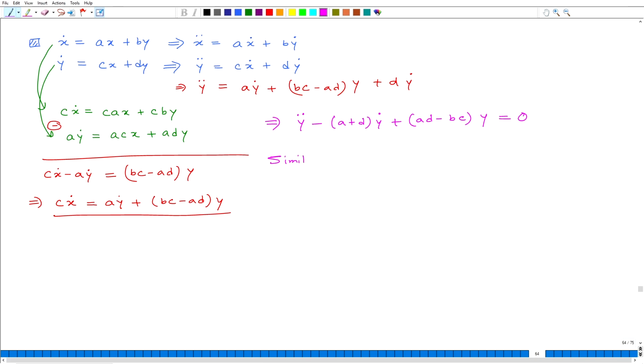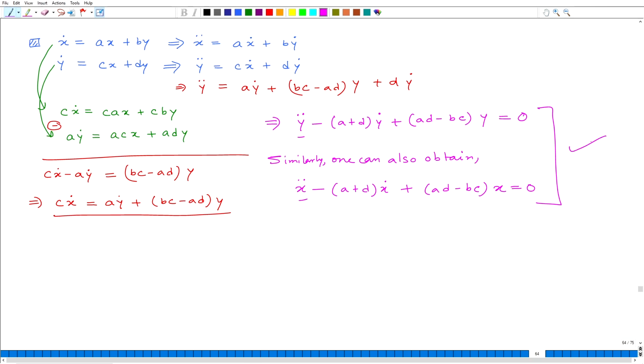Similarly, one can also obtain x double dot minus a plus d times x dot plus ad minus bc times x equal to 0. This I personally request you to check, and you will find that both x and y are satisfying the same equation. Now, what is the message from that?